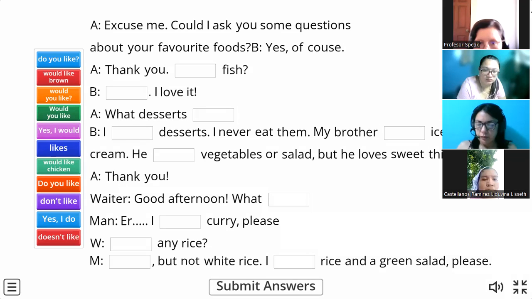Le voy a compartir el sitio, ¿verdad? Ese sitio. Recuerden que ustedes solo tienen que agregar cualquier tema en el buscador. Y el sitio se llama Wordwall. Es este, ahí se los dejo. Solo busca el tema, ¿verdad? Y ahí le van a aparecer todas las actividades.